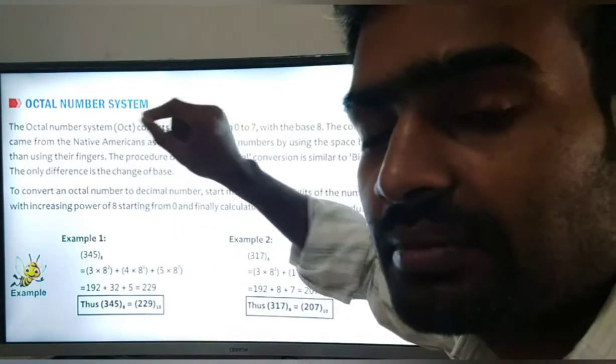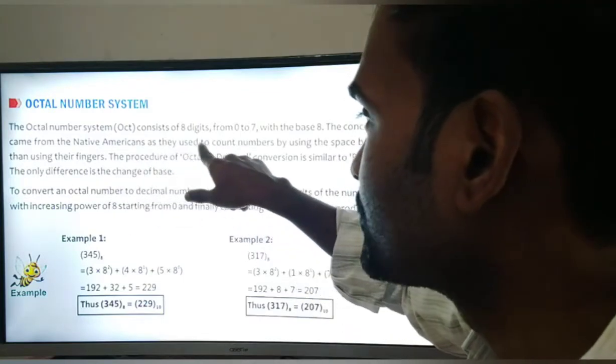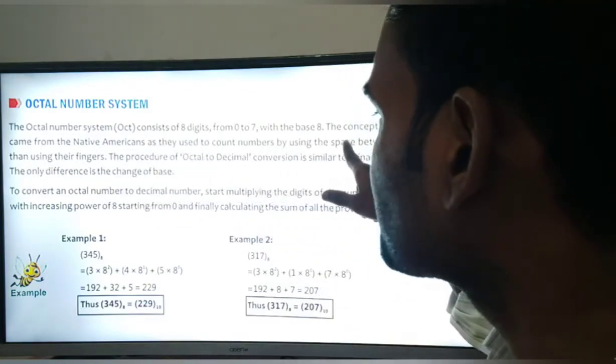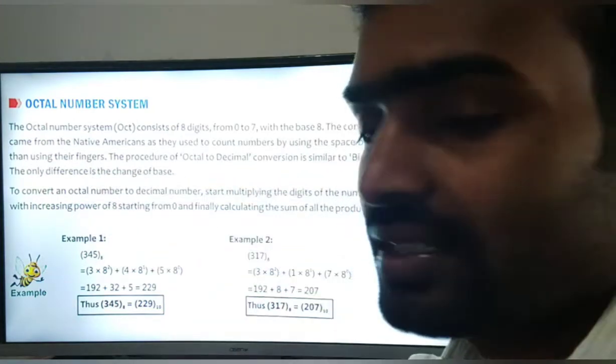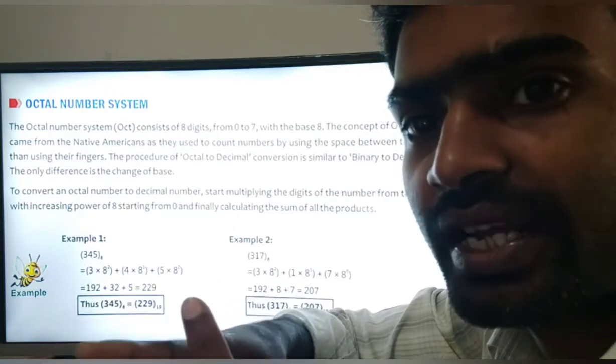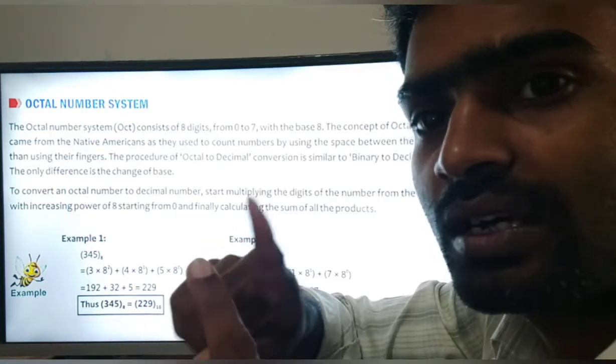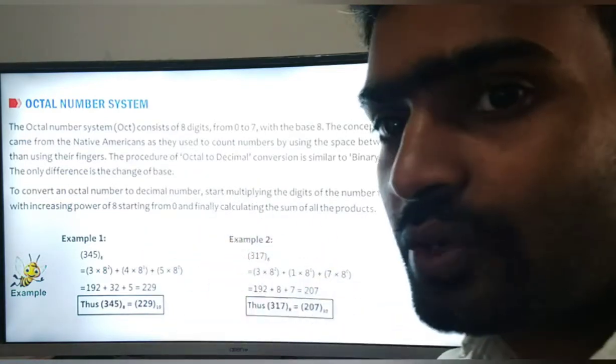The concept of the octal number system came from the Native Americans. Clear? They used to count numbers by using the space between their fingers rather than using the fingers. They did not use the fingers, but the space between the fingers for counting.